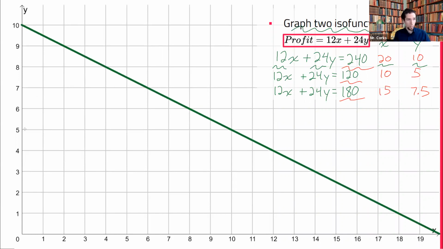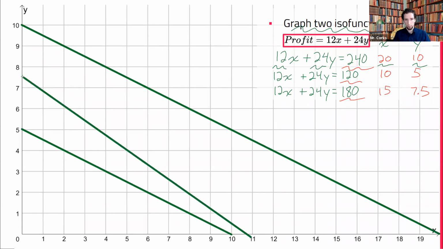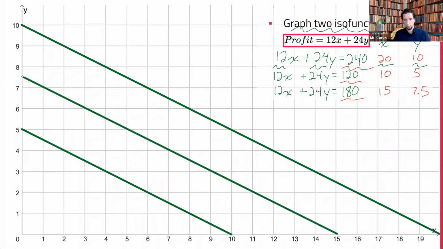10 and 5 here. My Zoom controls are kind of blocking things. I have to count up. Okay, and so we have 7.5 and 15, 10, 11, 12, 13, 14, 15 there. Okay, so here are these lines.